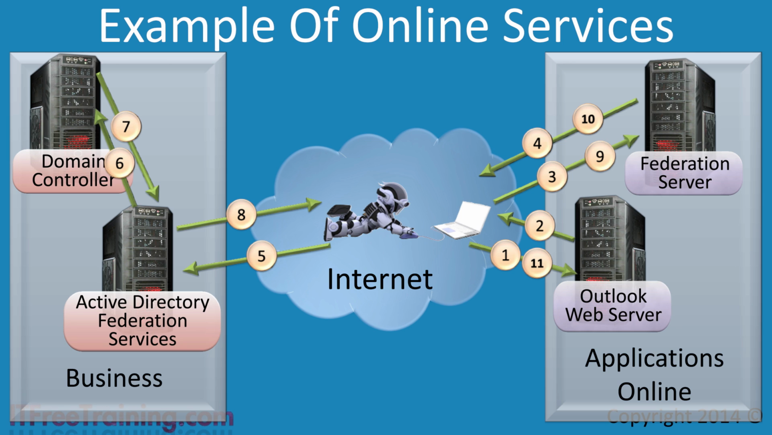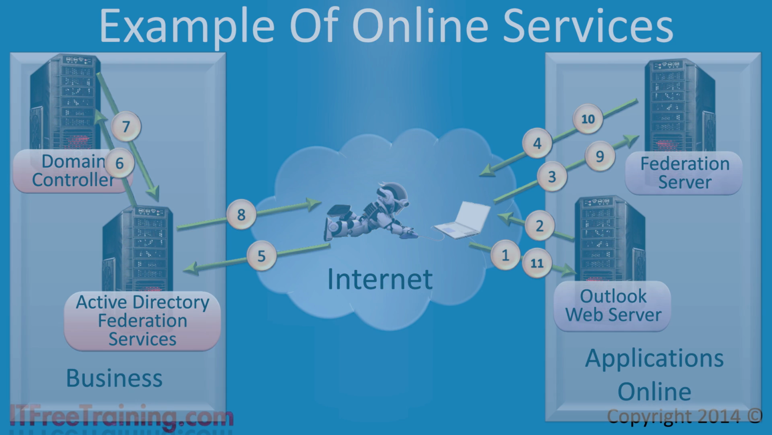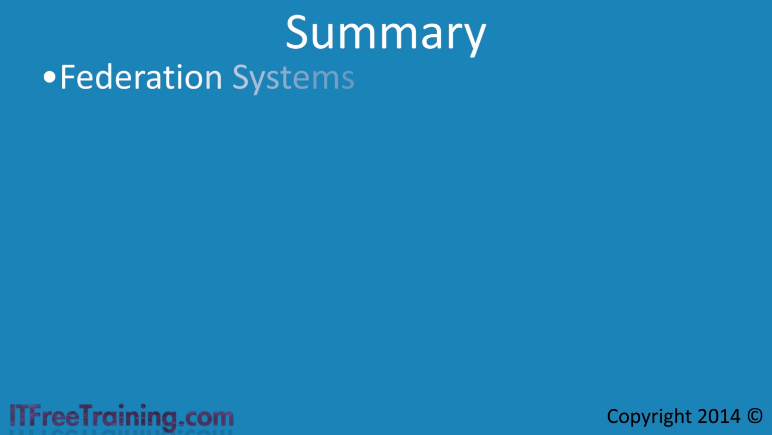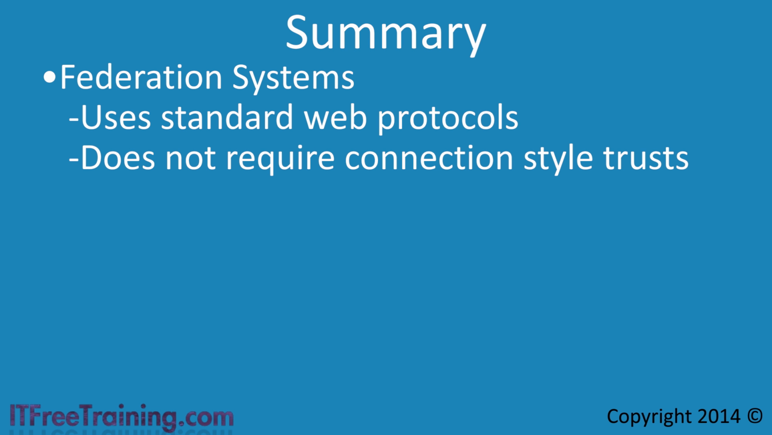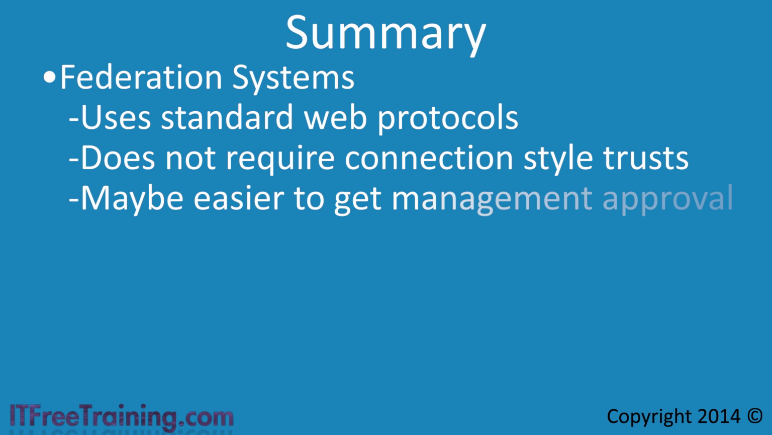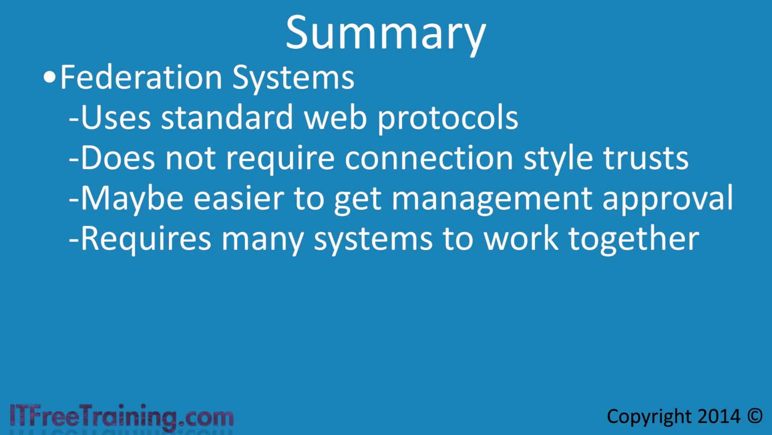There has been a lot covered in this video, so let's have a quick look at the main points. Systems that use Federation services use standard web protocols and do not require connection-style trusts. For this reason, the big advantage of this is that it is generally easier to get management approval, since one does not need to make firewall changes or have a trust that requires a connection to work. The point to remember with any identity system is that it requires many different systems to work together. This is not always an easy thing to achieve.